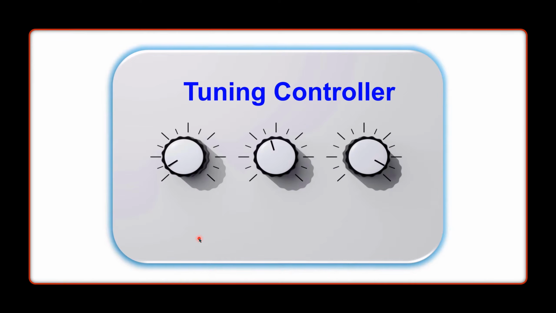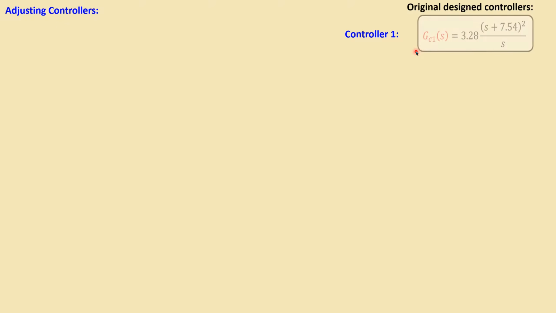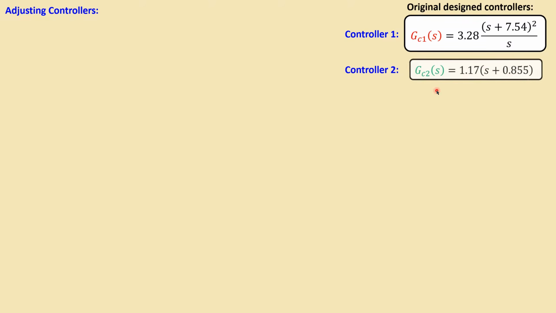So we need to tune the controller, maybe just one or maybe more parameters. So let's start with just one tuning. Adjusting the controllers: let's again summarize what we have as original controllers. These are the original controllers. This is the controller gain for controller 1 and this is the 0 location. The other one is the PD controller.